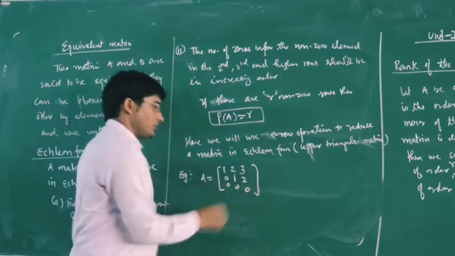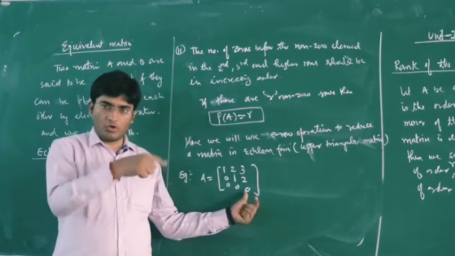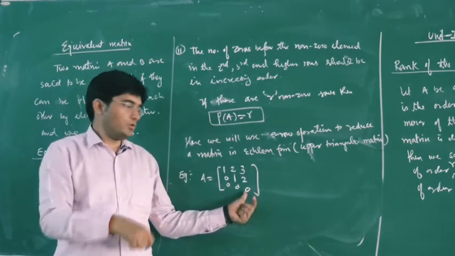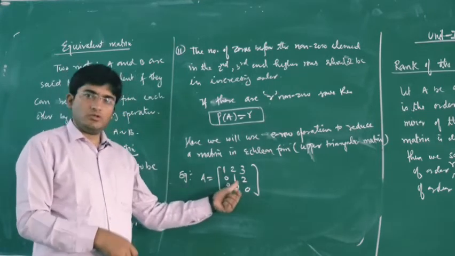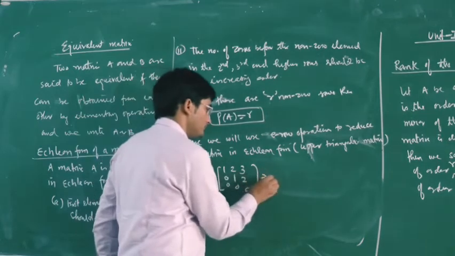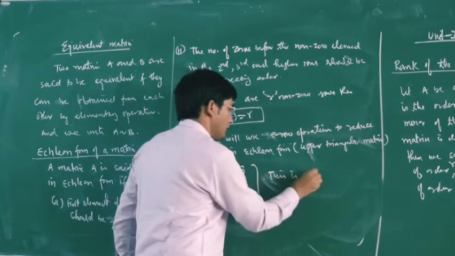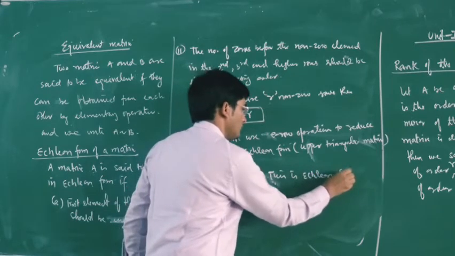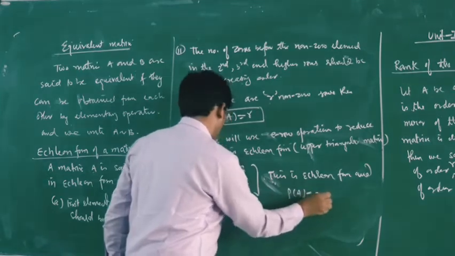So we can write this one. Now this third row is 0 because all the elements of this row are 0. So this is our zero row. And as we have 2 non-zero rows, our rank of the matrix will be 2. This is your echelon form, and your rank of this matrix is equal to 2.